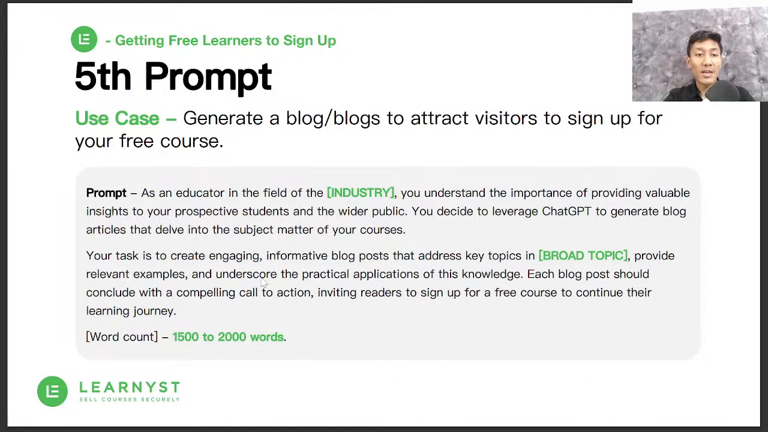And provide relevant examples and underscore the practical applications of this knowledge. Each blog post should conclude with a compelling call to action, inviting readers to sign up for a free course to continue their learning journey. Word count should be anywhere between 1500 to 2000 words. Now this is as per you. You can have blog posts which are anywhere between 1000 to 1500 words as well. Whatever you feel is fine, you just have to add it there.